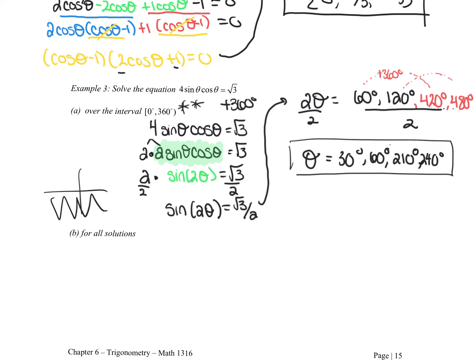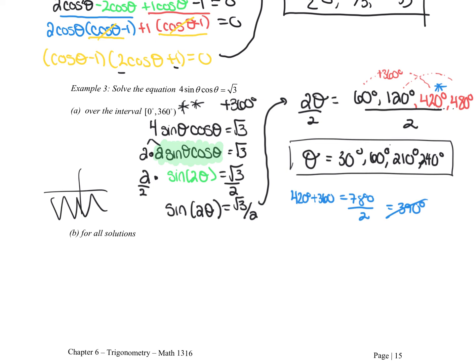And if you're not sure if you have enough, you can go ahead and take this one right here and add 360 again. You could do 420 plus 360. That would get you 780. And when you divide 780 by 2, you get 390. That is outside of my interval. So when I don't give you a restriction, there's a little bit of thinking you have to do to make sure you have all the answers listed.